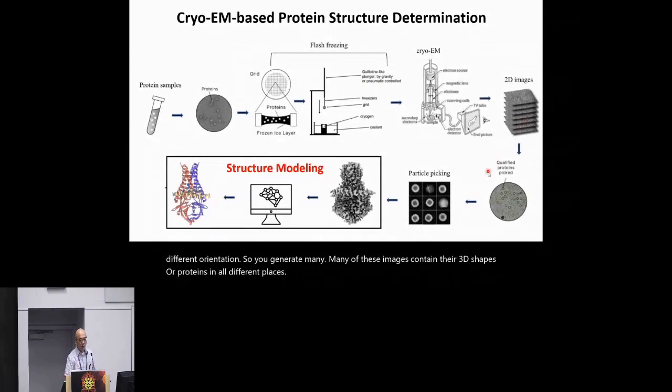So you generate many of these images containing the 2D shapes of proteins in all different orientations. Then from there, we identify those protein particles. From those particles, we build 3D density maps describing the electron densities of atoms in 3D space. That is an indication of where the atoms are and what type of atom it is. From those density maps, we can build the final 3D atomic protein structure. That's called structure modeling, and that's the problem I'm going to talk about today.